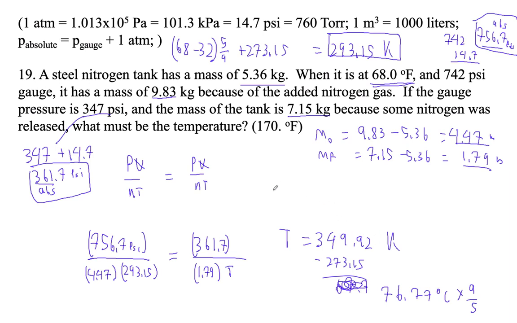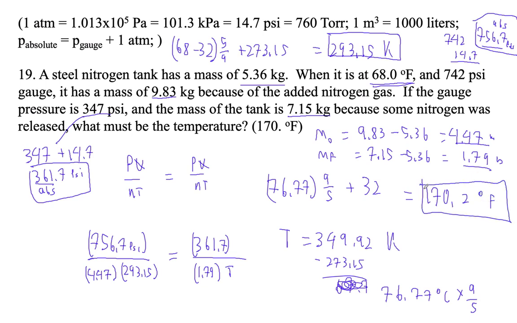So I multiplied by 9/5, I added 32, and I got 170.2 degrees Fahrenheit. Ta-da! It's 170.18657, something like that.